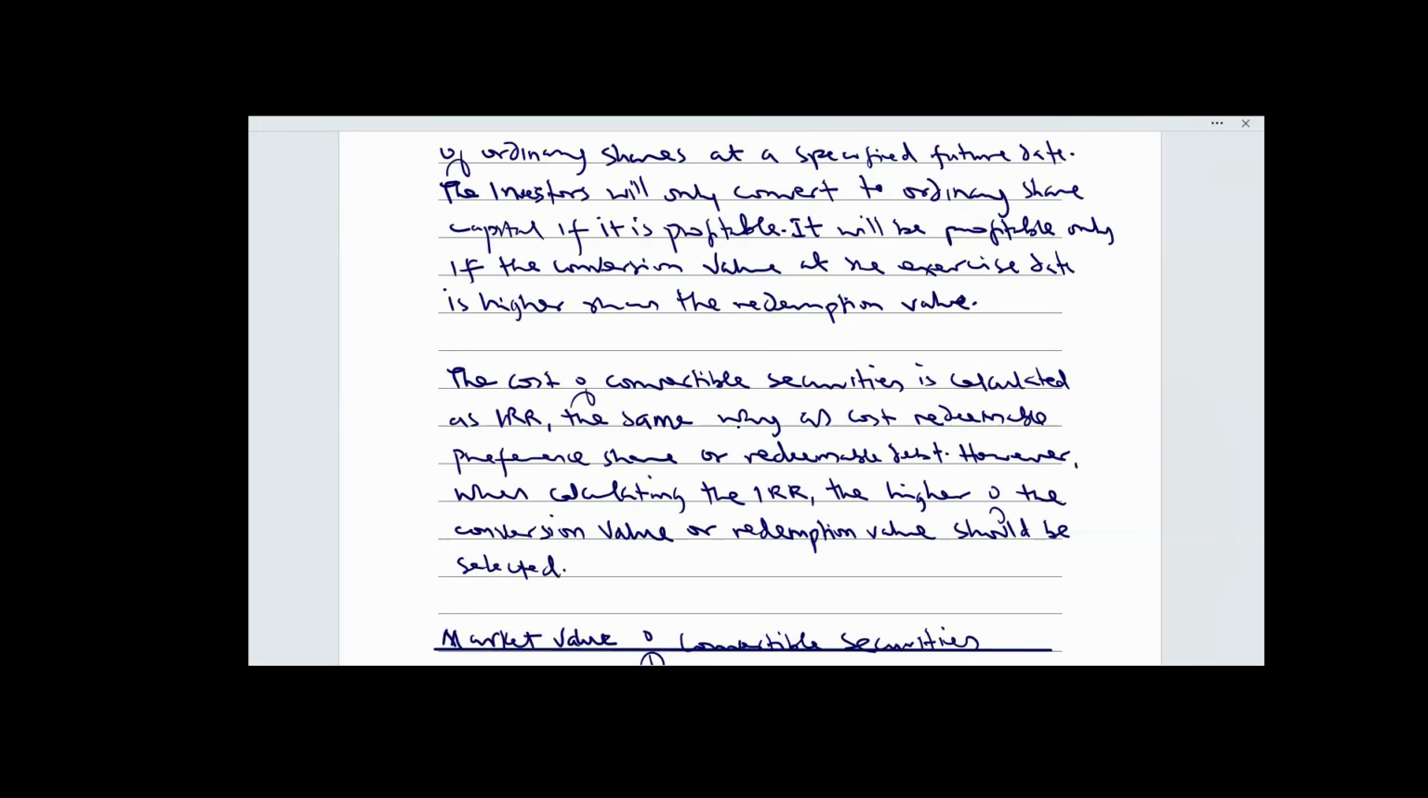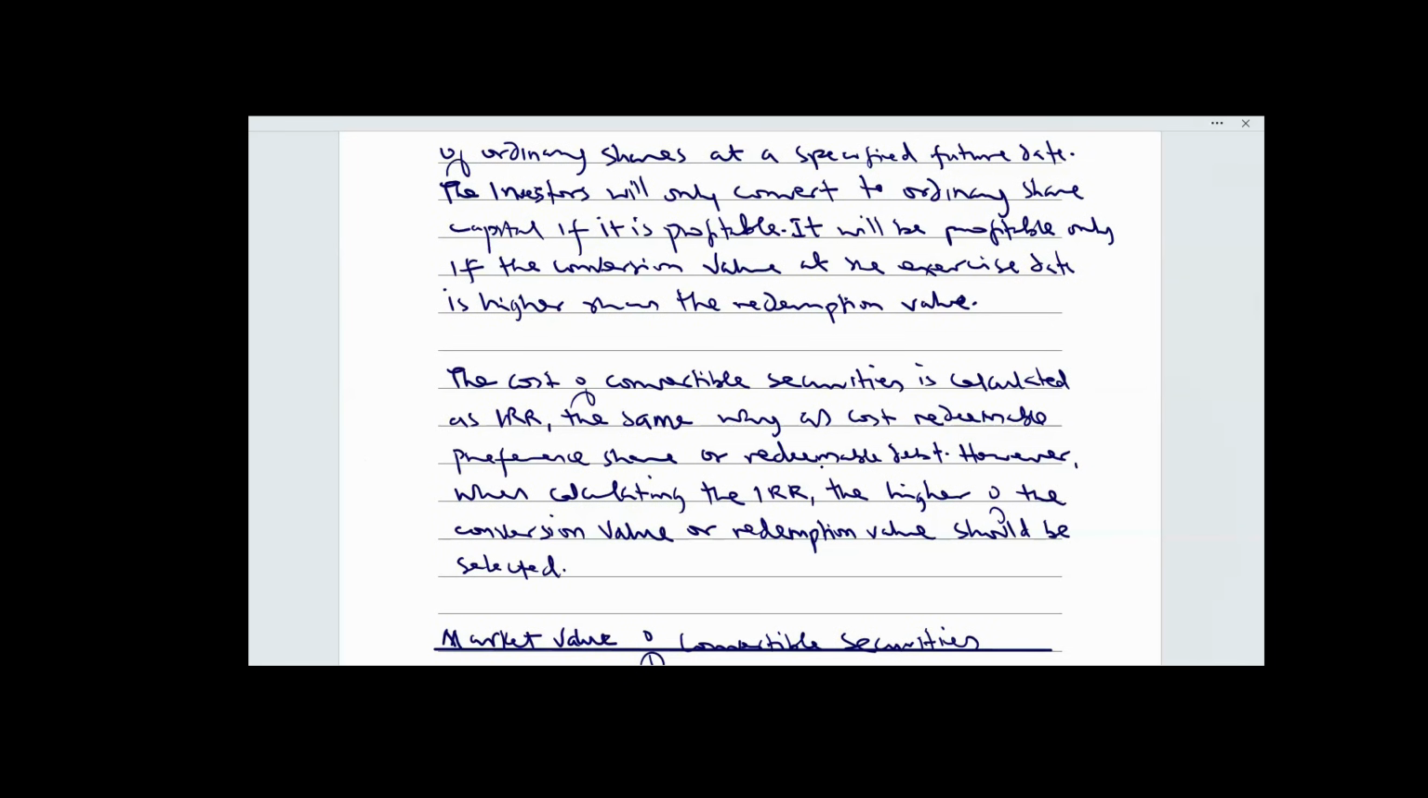They will just allow the security to lapse, they will allow the security to mature, and then they will redeem it. That's what they will do. They won't convert it to number of shares because it is not profitable. But if it is profitable, that is, if the conversion value is higher than the redemption value, certainly the investors will be motivated. They will want to exercise their rights of convertibility. All right. So that's that.